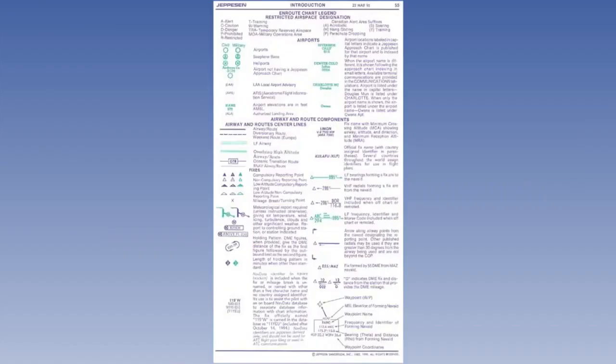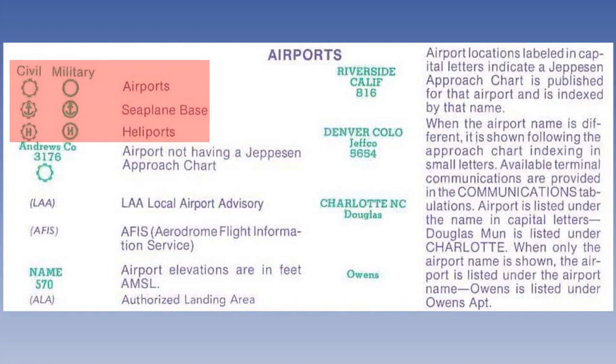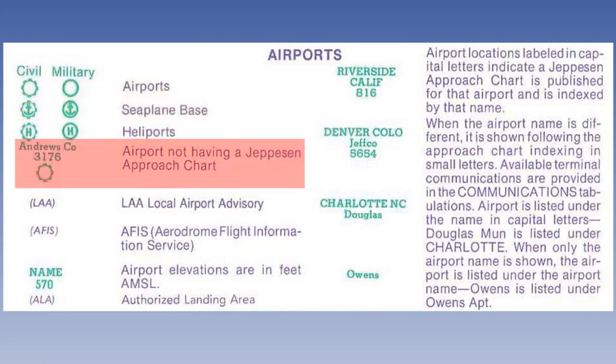The symbols denoting both civil and military airports, seaplane bases and heliports are shown on page 55. These are fairly self-explanatory. Airport elevations are shown in feet above mean sea level.